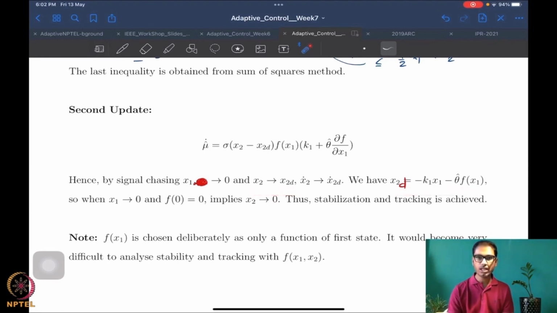Now we look at x2 desired more carefully. So what happens to x2 desired? I know that as t goes to infinity, x1 goes to 0. And further, if I assume that f0 is 0, like before, a reasonable assumption, then I also have this term going to 0. And so I have the whole thing going to 0. All right, so this is fine.